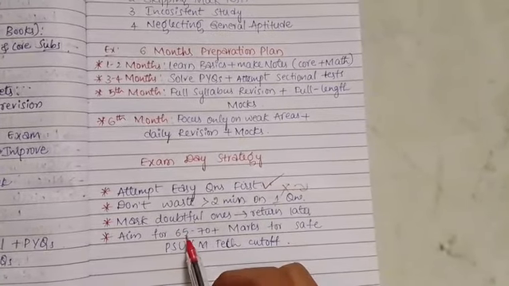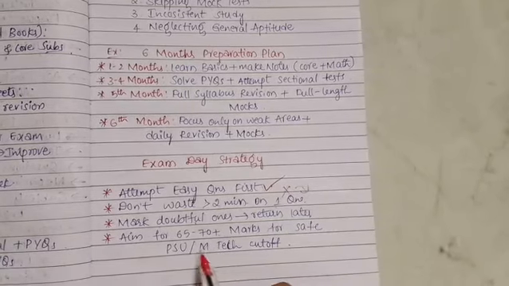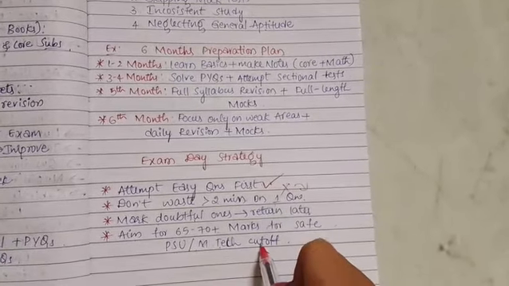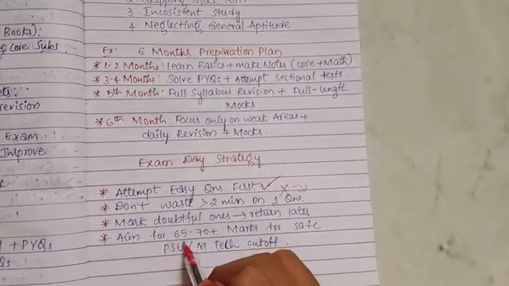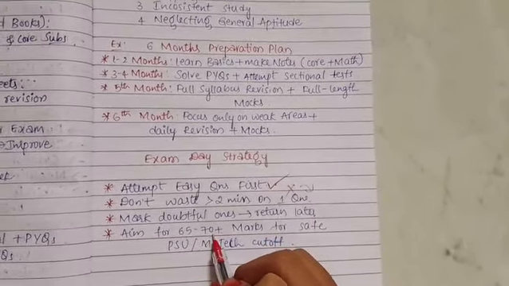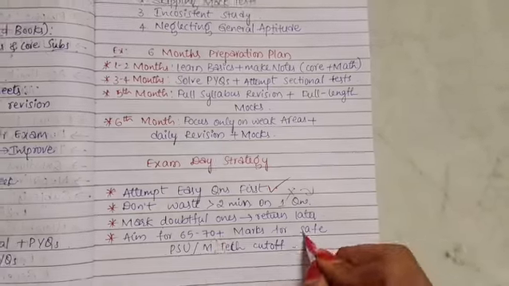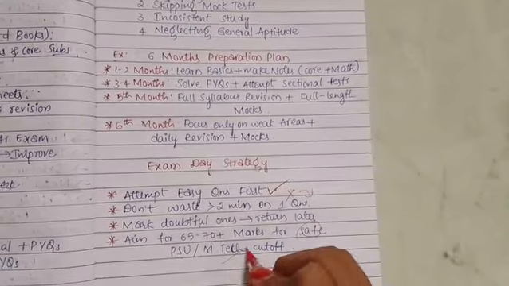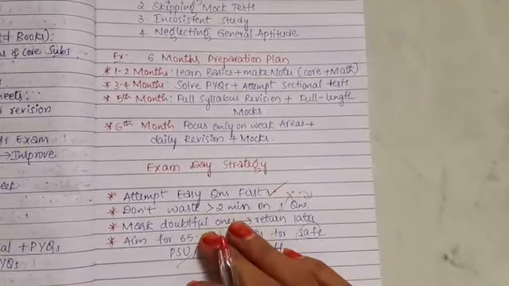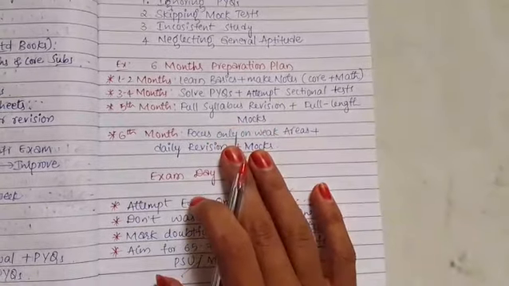And aim for 65 to 70 plus marks for a safe PSU and MTech cutoff. If you aim for 65 to 70 plus, you have to study like this, I have to get this many marks, then only it is safe to get MTech and PSU jobs. Okay, this is the full overview of the GATE exam.